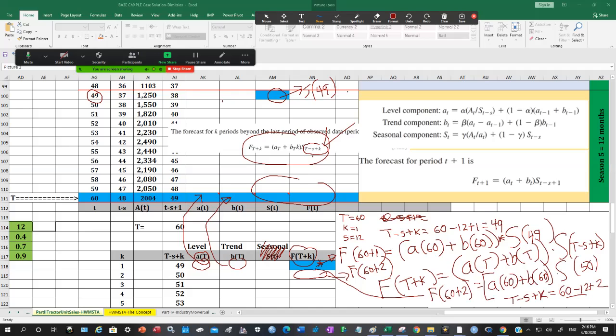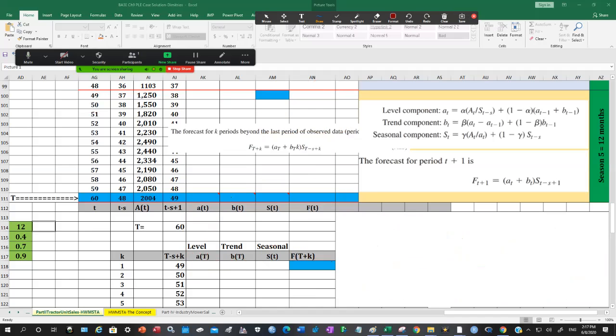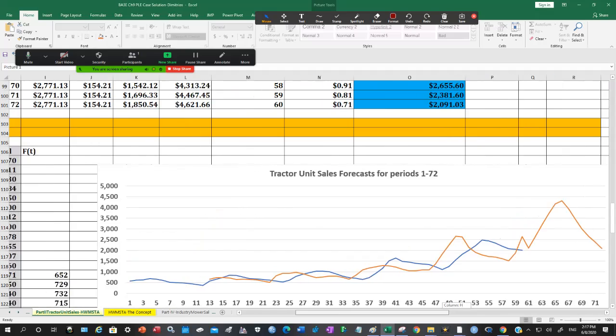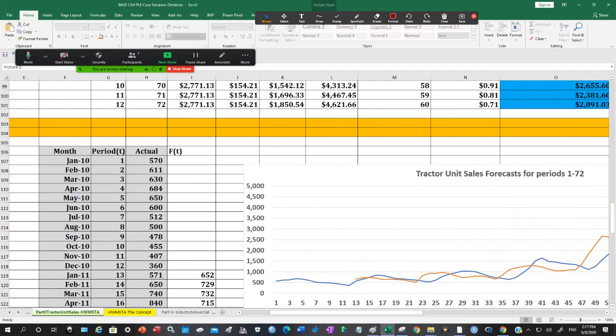And where is S of 50? It is right here. This is S of 50. How do I know that? Because this is t equal to 50. And then you do the same thing for the rest of the values. Okay, now what we can do, and in fact, I have done all of this for you right here.